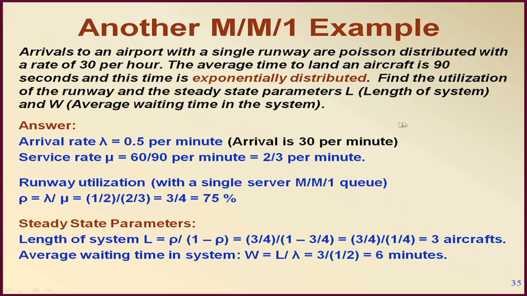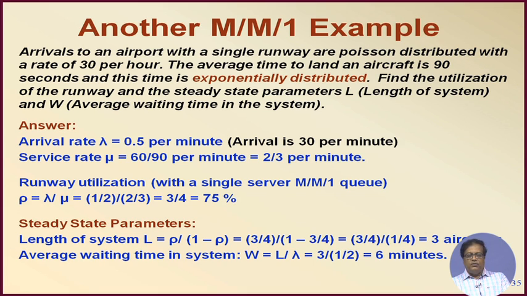Let us look at another example. In this case, arrivals to an airport with a single runway are Poisson distributed with a rate of 30 per hour. The average time to land an aircraft is 90 seconds and this time is exponentially distributed. Find the utilization of the runway and the steady state parameters L and W, right.